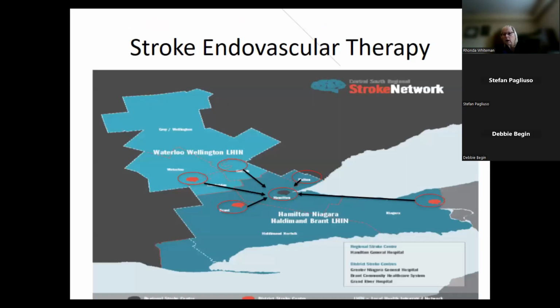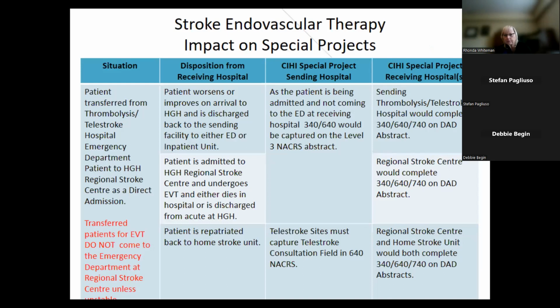Steph talked about how we have models for endovascular therapy. In this situation, patients who are transferred from our thrombolysis hospitals are coming to the Hamilton General as a direct admit. They don't actually come to the emergency department unless they're unstable. And especially as our thrombolysis or telestroke sites, because they're not coming from the ED, that sending hospital would complete 360 or 363. Let me just mix up the special projects all into one. 340 and 640 in the NACRS ED.